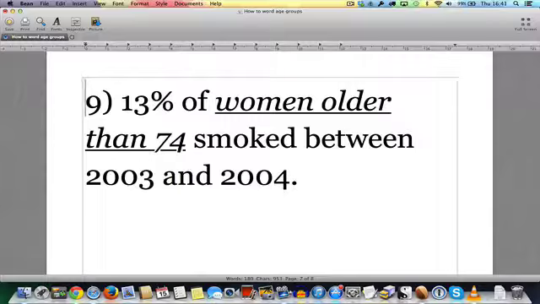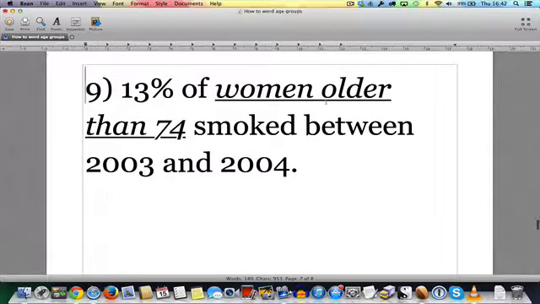Okay, and the same would be true if we were dealing with the other side of the spectrum, which would be perhaps an age that starts from birth and maybe goes to, say, 12 or something like that. We might reference that as women younger than 12 or girls younger than 12. Okay, now another thing I want to address in this video is the use of labels.